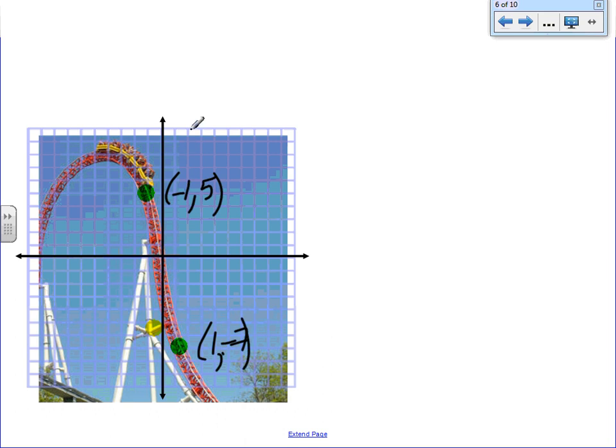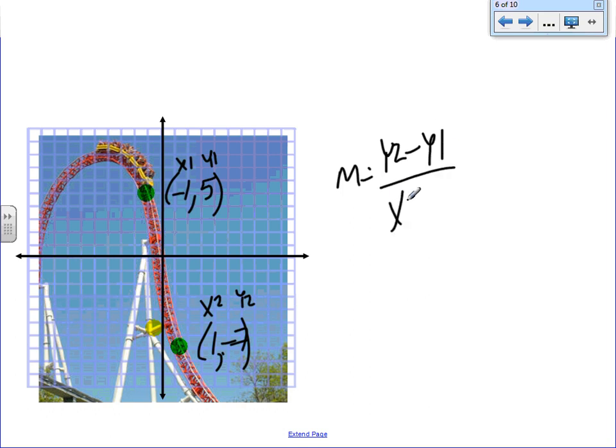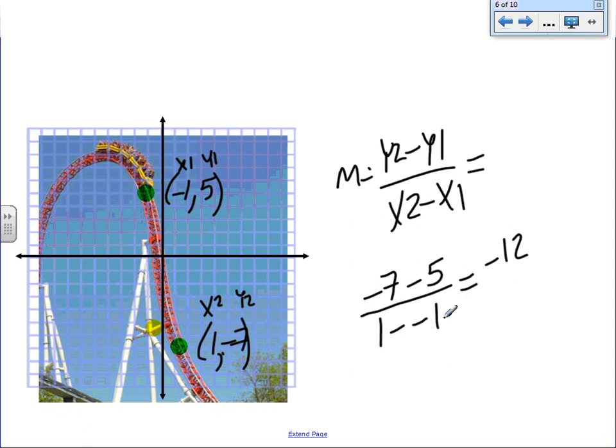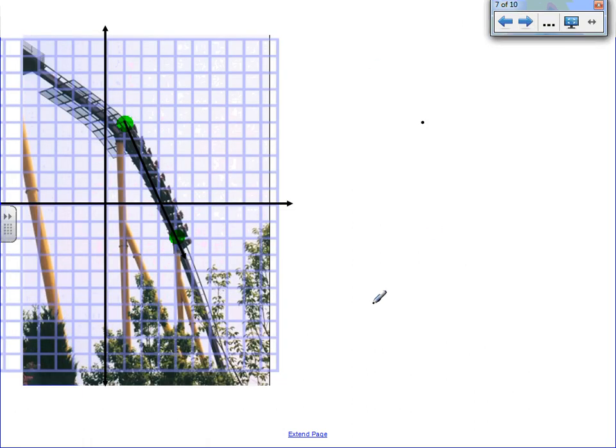Something like that. And again, x1, y1, x2, y2, slope is y2 minus y1 over x2 minus x1, and we just plug the numbers in. Negative 7 minus 5 over 1 minus negative 1. Negative 7 minus 5 is negative 12, 1 minus the negative 1, that's like 1 plus 1, that's like 2, and then it's a slope of negative 6, as we go about it. Okay, so it should be so familiar to you.